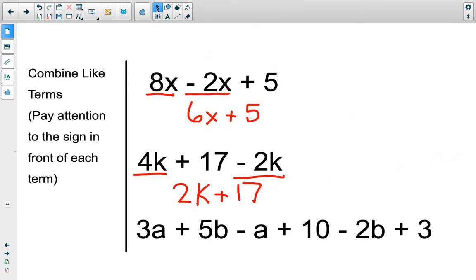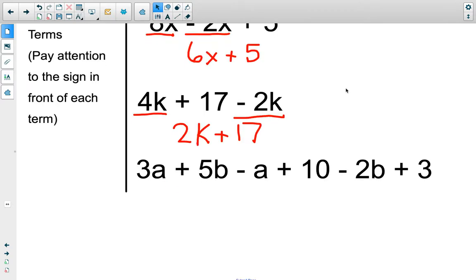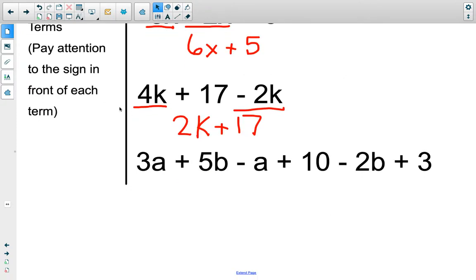This next one looks pretty confusing. It's long. Let's see if we have any like terms here. Well, I start with the 3a, so let's look to see if I have any other a's. I have 3a, I have a minus an a, and I keep going. I don't have any more a's. 3a minus a. Well, how many a's is this? Remember, when there's no coefficient in front of a variable, there's that invisible 1. So 3a minus 1a gives me 2a.